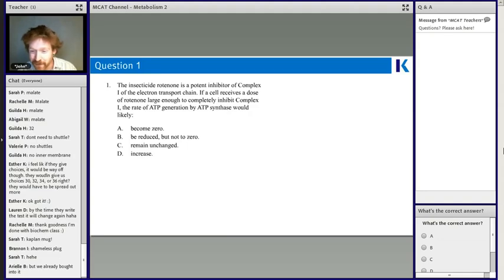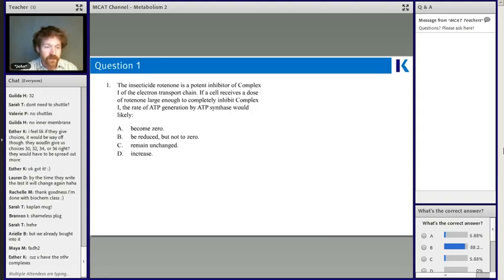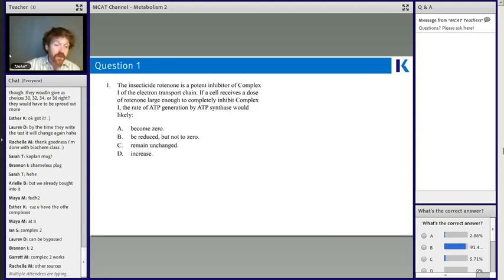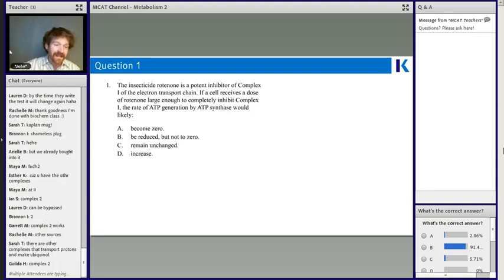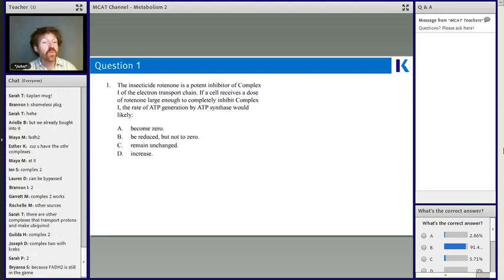Most people have already voted. We do have 71% of you going for answer choice B. Nice work. So why would it not become 0 if you can no longer, notice, use complex 1? Bingo, Maya. FADH2. What's FADH2 going to use? Complex 2, exactly.